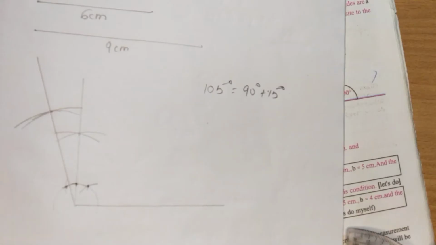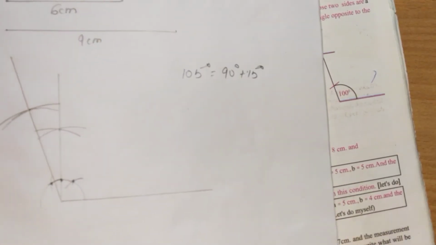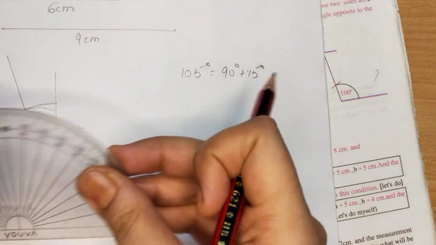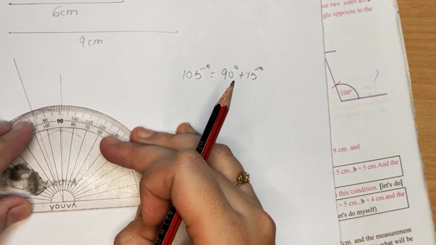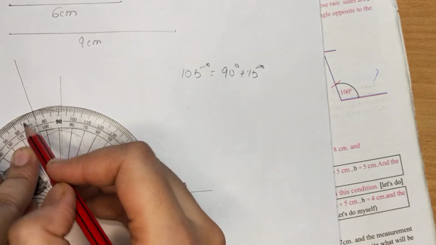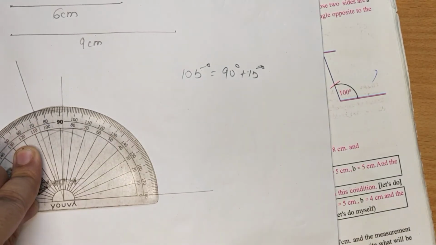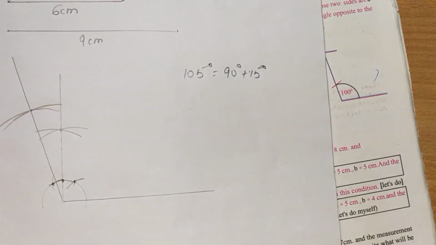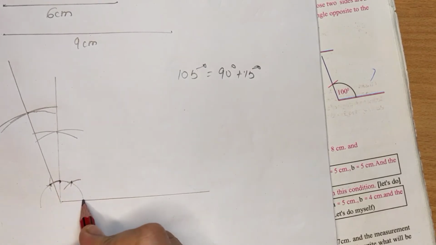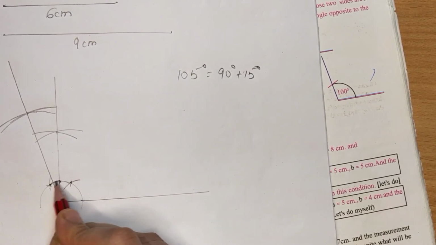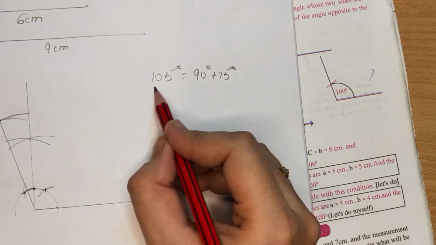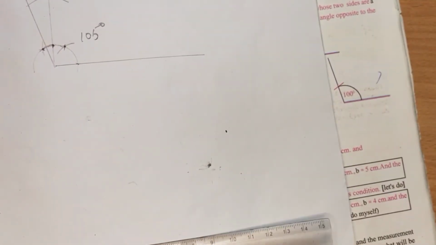Clear? So now if you take the compass and the protractor and just measure this, it is coming as around 105. See children, it is coming as 105. Okay, so see, it is very simple how I have made the combination: 90 plus 15, 105. So now our problem has got solved.